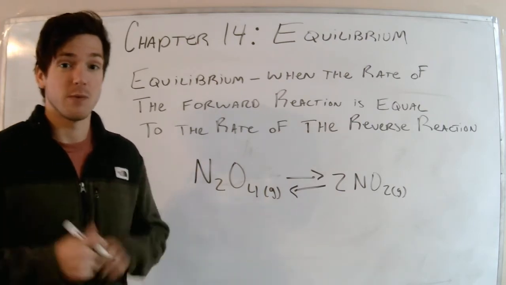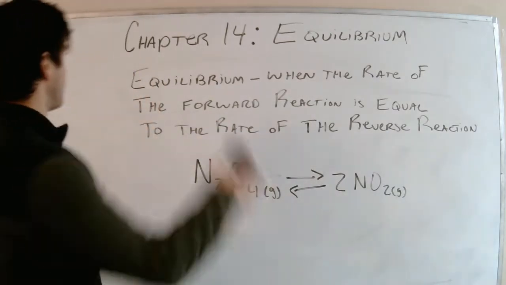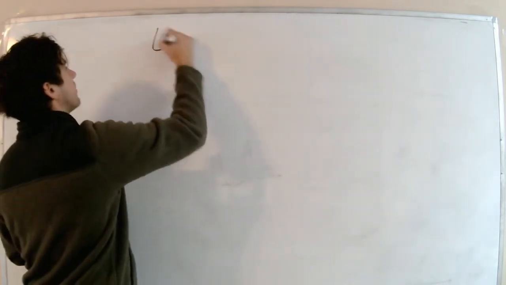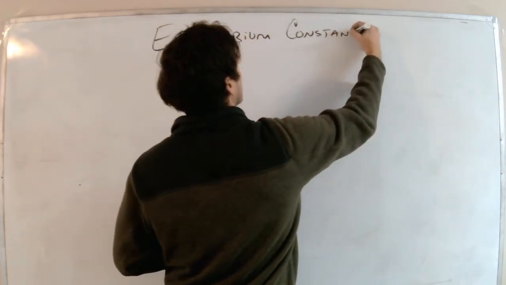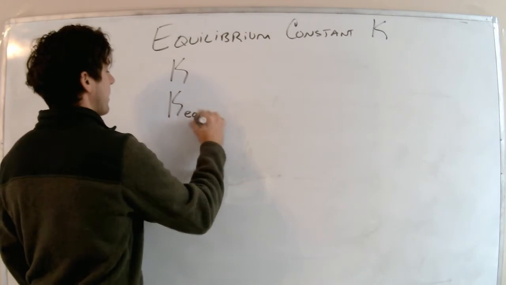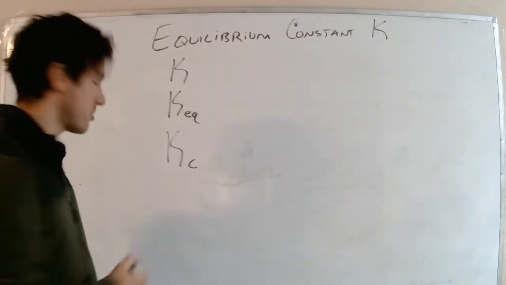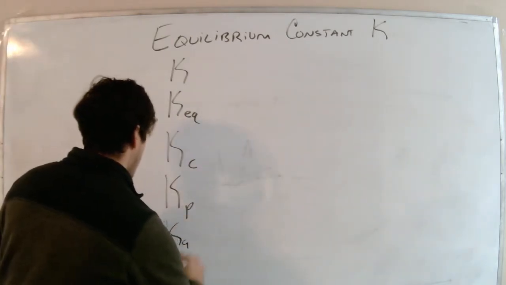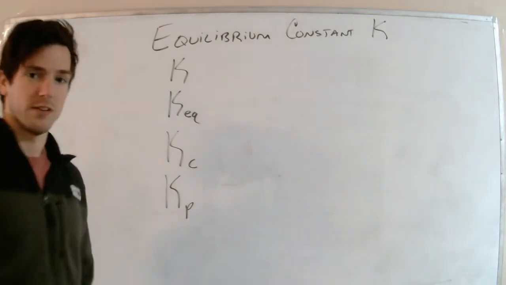Okay. First thing we've got to realize is that there's this thing called the equilibrium constant K. So let's go ahead and write down equilibrium constant K. You might see this written as Keq, which is just K equilibrium. You'll see it as Kc, which is K concentration. You'll see it as Kp, which is K pressure, and then when we get into acids and bases, you'll also see Ka and Kb as well. But right now, let's just focus on these four for today.